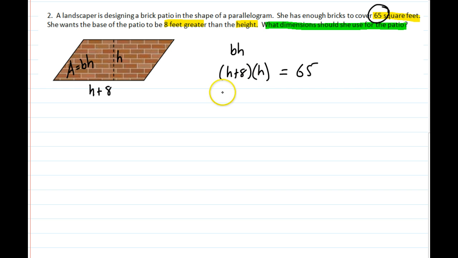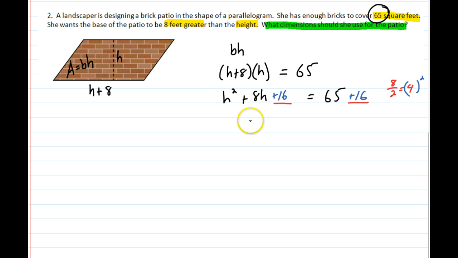So now we distribute, and we get h squared plus 8h. Go ahead and leave a blank here, is equal to 65. Now we want to find this number that we're going to add to both sides. Remember, we take half that middle number. Half of 8 is 4. And then we square it. So 4 squared is 16. So we have to add 16 to both sides.